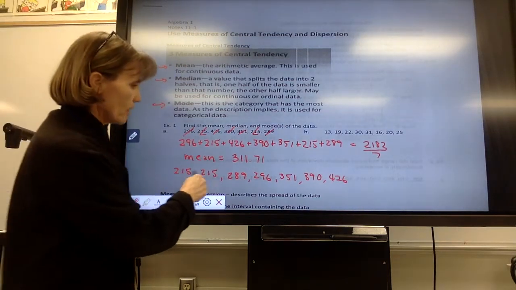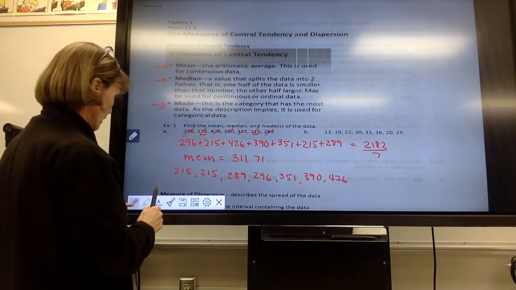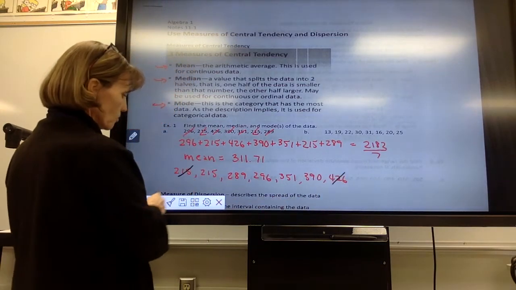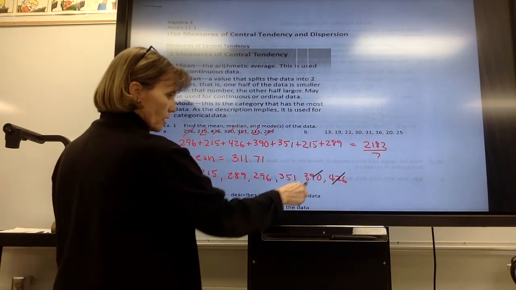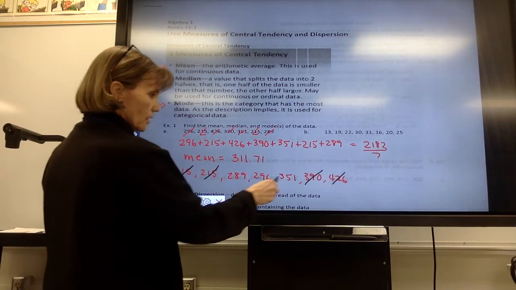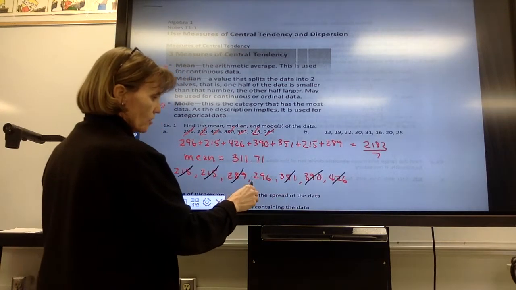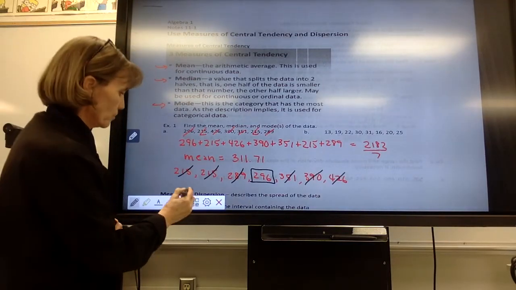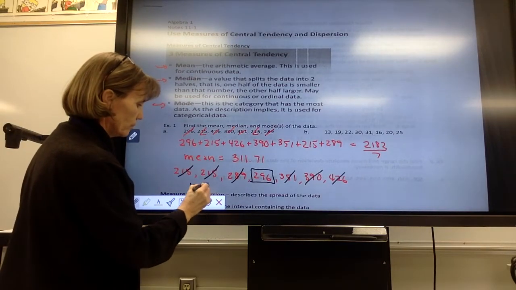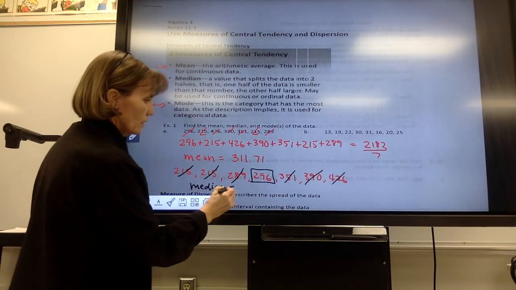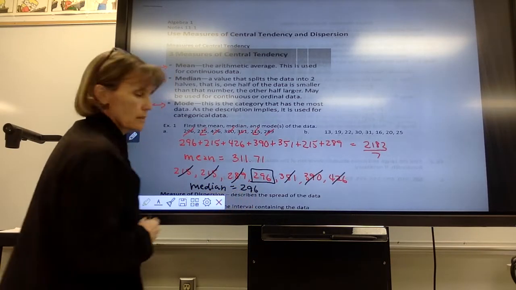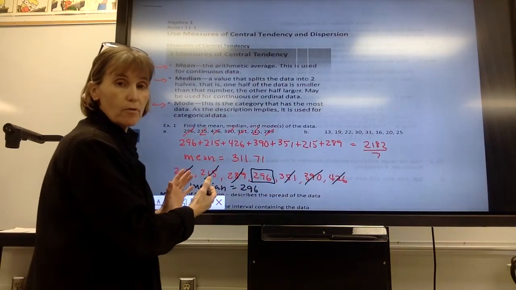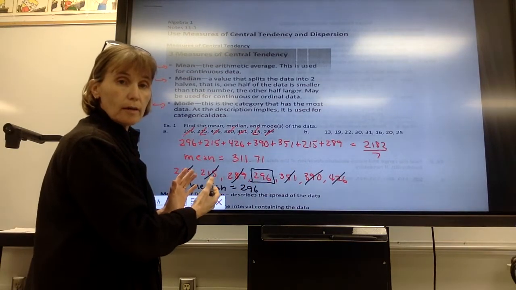The median is the value that comes in the middle. If I start on the outside and I cancel the greatest and the smallest, and I do it again, cancel the greatest and the smallest, cancel the greatest and the smallest, you end up with this value in the middle, so that's your median value. You would say the median is 296.